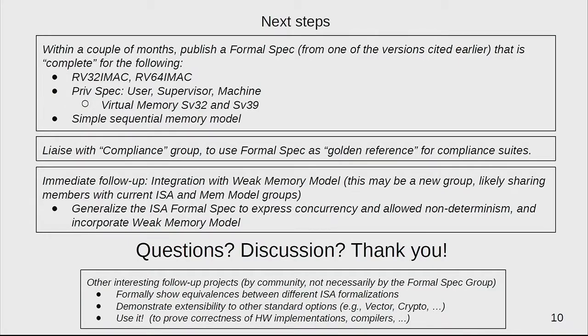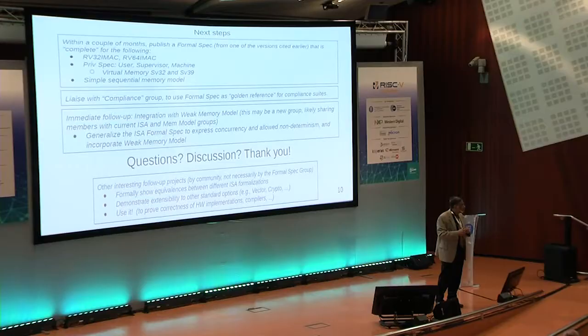There's lots of interesting things that can be done with the spec: formally showing equivalences between ISA formalizations, demonstrating extensibility, using it, for example, to specify the vector instructions that were talked about in the last group, and certainly this kind of work on compiler correctness and hardware implementation. So those are my slides. I'll stop now, and we're done.